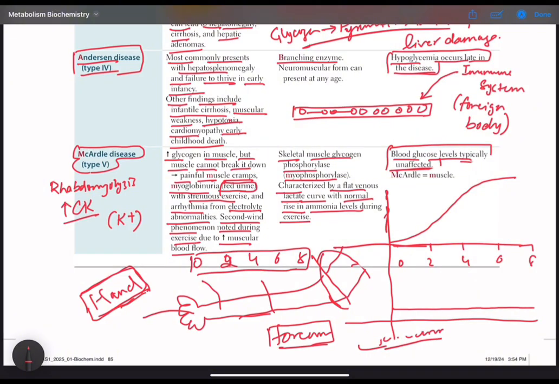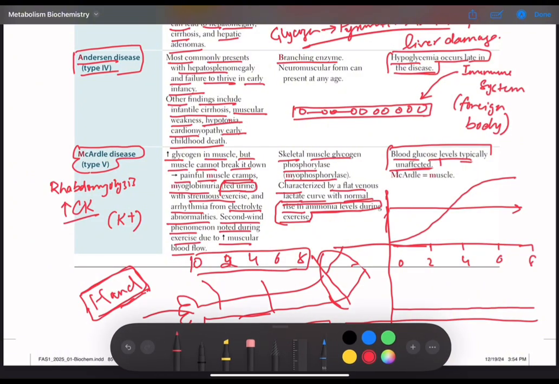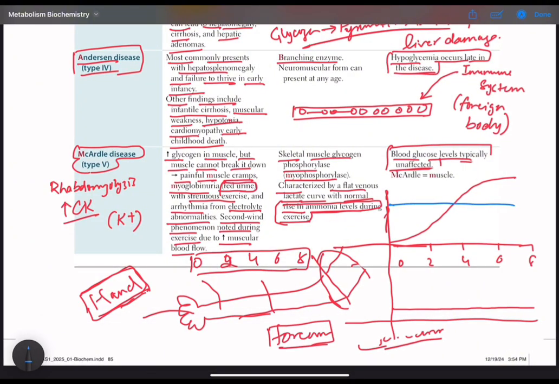Another thing is that these patients experience a rise in ammonia levels, but for normal patients the ammonia levels will be normal throughout this period. So the ammonia levels will be normal for normal individuals, but for McArdle patients there will be a rise in ammonia levels.